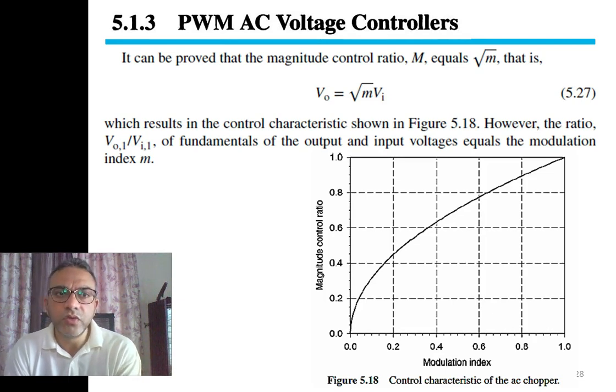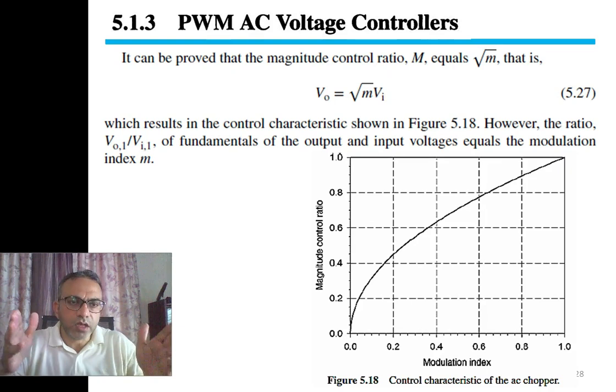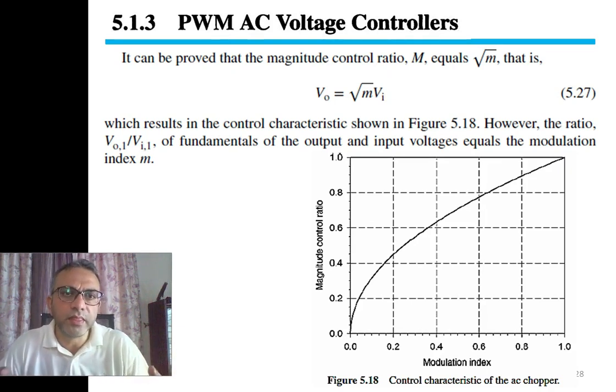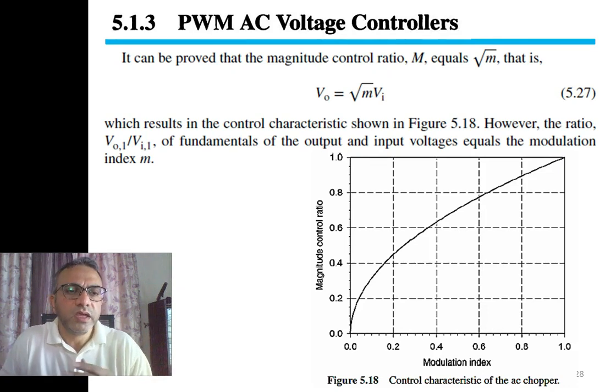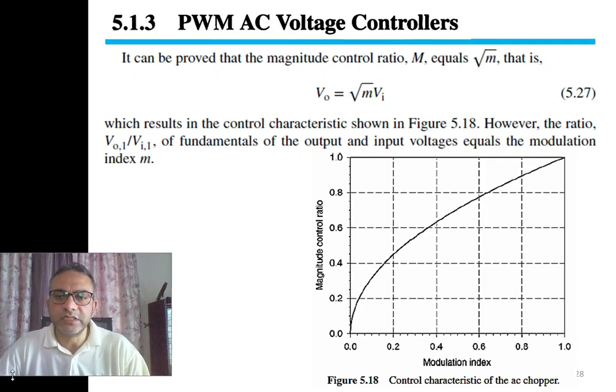The ratio V out 1 divided by V in 1, where V out 1 represents the fundamental component of the output signal and V in 1 represents the fundamental component of the input voltage, is equal to the modulation index M. So to find the modulation index, we have to divide the fundamental component of the output voltage with the fundamental component of the input voltage. And figure 5.18 represents the modulation index.